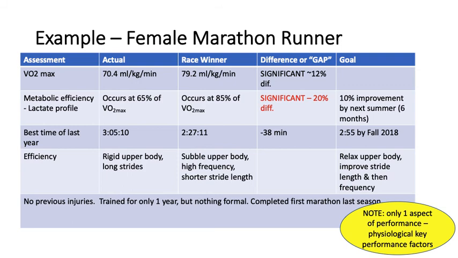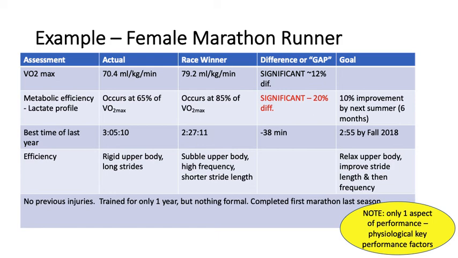Let's run through another example of a gap analysis. This is for a female marathon runner. The assessment, first of all, is a VO2 max test. Her actual score is 70.4 milliliters per kilogram per minute. The race winner of the marathons that this individual has been at is 79.2 milliliters per kilogram per minute. So there's a significant difference in VO2 max.